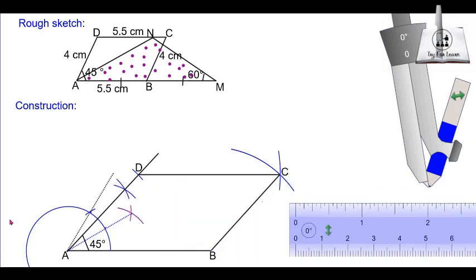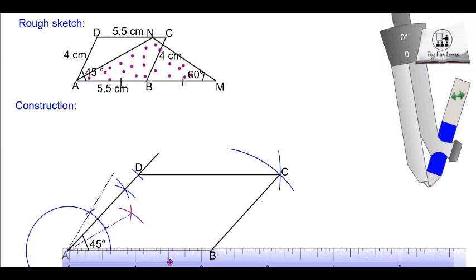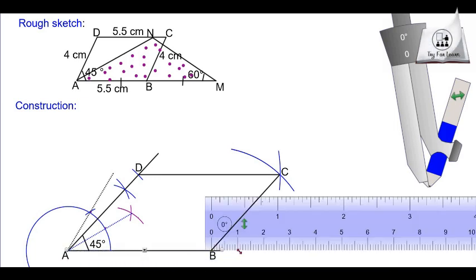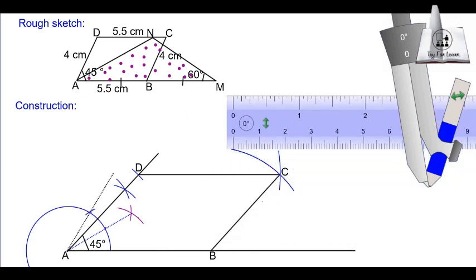After this, we have to draw a triangle whose area is equal to this parallelogram ABCD. For that purpose, we need to produce its base AB equal to its length. By using scale and pencil, let's produce its base AB up to 5.5 cm, because AB is 5.5 cm. Look at this. This is exactly 5.5 cm. And give the name M to this endpoint, because the required triangle is AMN.